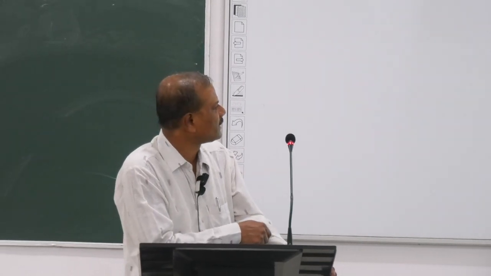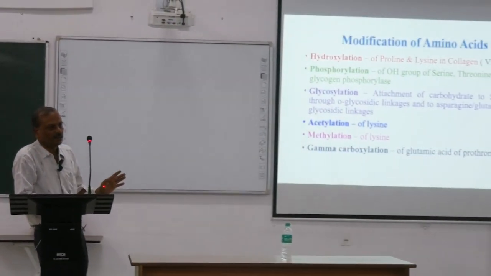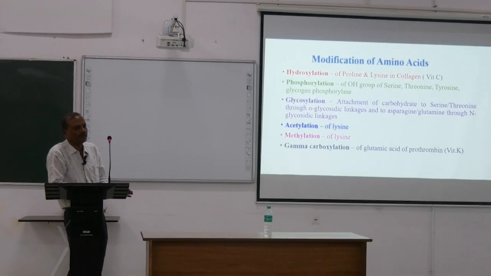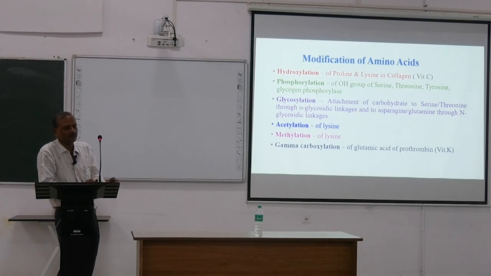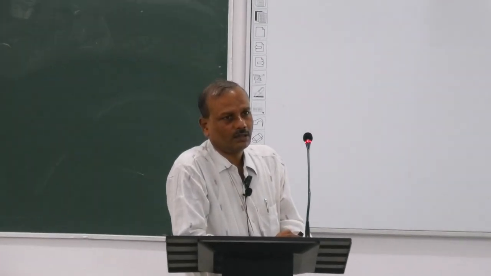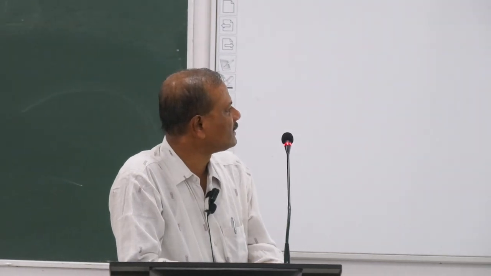This part you must tell to whosoever examiner comes, even if it comes in the examination. These 5 points: hydroxylation. Hydroxylation of proline and lysine is required because it helps in fibrillogenesis. It cross-links the fibril molecules, and it stabilizes the triple helix structure of collagen. That is most important. That is the function of hydroxylation.